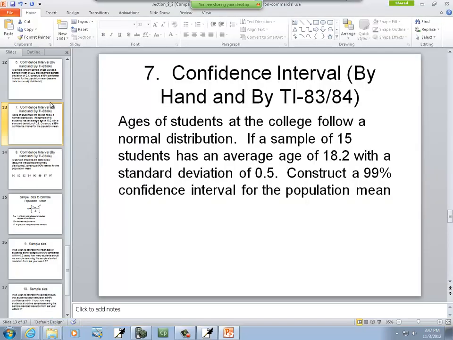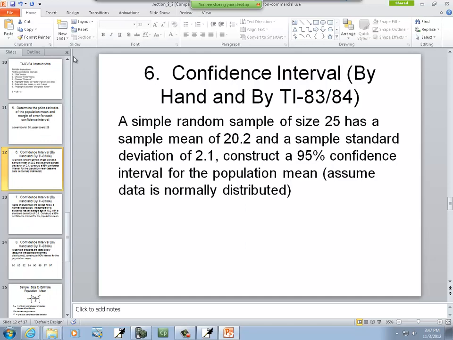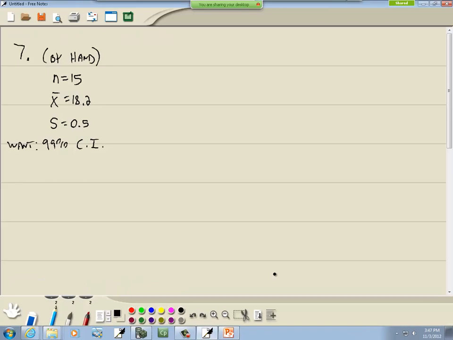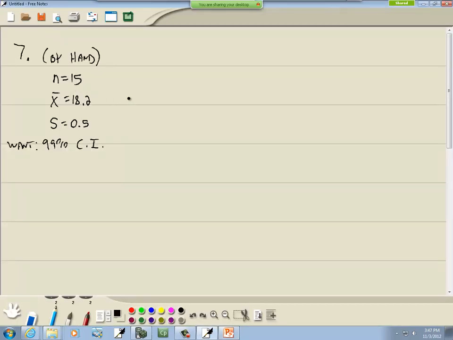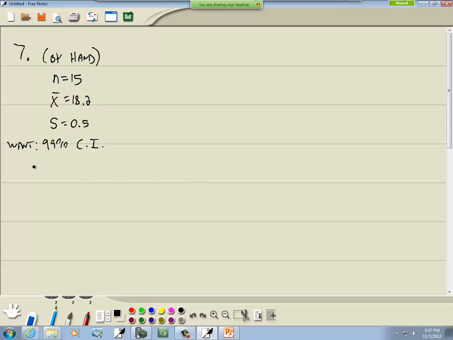Come back up here to our formula. Look what we need. We need X bar. We have X bar. We need S. We have S. We need N. We have N. The one thing we don't have is this critical value here, this T alpha divided by 2. So we want to find T alpha divided by 2.